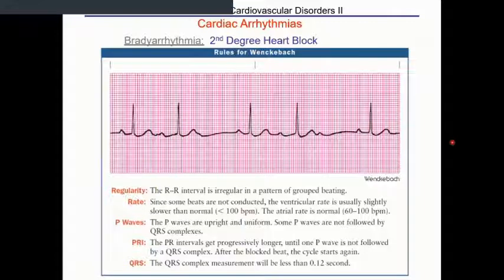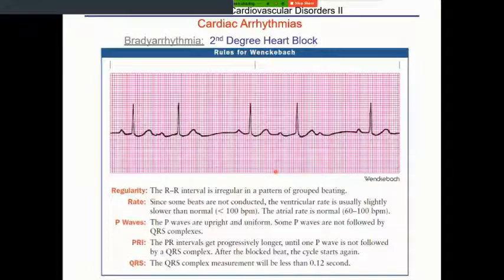So these are your ECG tracings for your type 1 second degree heart block, or your Wenckebach Mobitz type 1 heart block. Your RR interval is irregular in a pattern of group beating. So you see a grouping here of your beating. Some beats are not conducted, so the ventricular rate is usually slower than normal, less than 100, and the atrial rate is normal at 60 to 100 beats per minute.